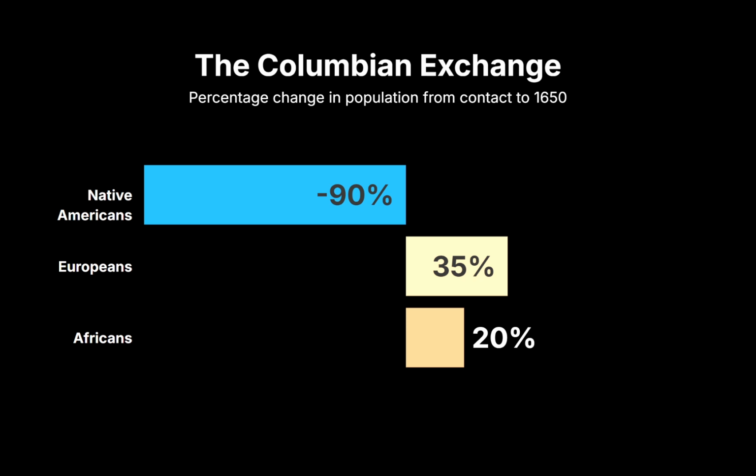Why did this exchange affect populations so differently? It's because Native Americans had no immunity to Eurasian diseases. The Native American populations collapsed by as much as 90%. Meanwhile, new American crops enriched Europe and Africa, spurring population growth in both Europe and Africa. This shows causation in action. Shared contact produced unequal outcomes.